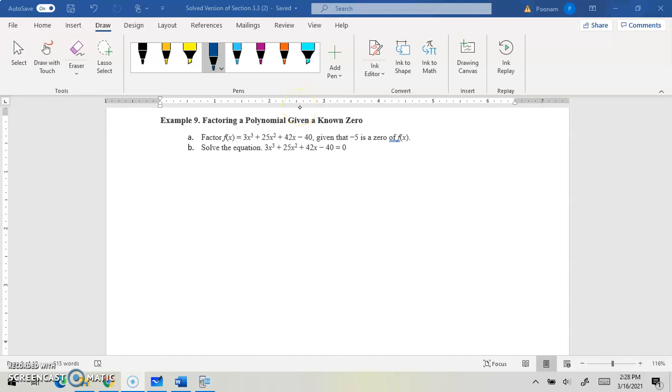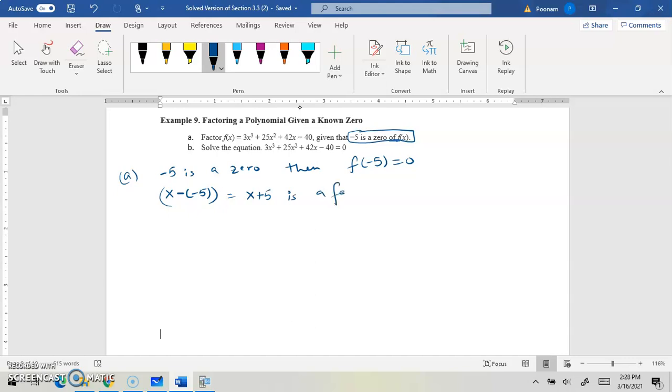Next we have question number 9, factoring a polynomial given a nonzero. The function f of x is given, and we have to factor it given that negative 5 is a zero. So before even starting the problem, I'm going to use this fact. If negative 5 is a zero, that means f of negative 5 would be 0, right? And x minus negative 5, which is x plus 5, is a factor of f of x.